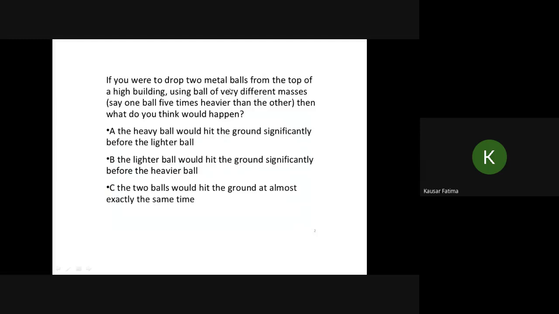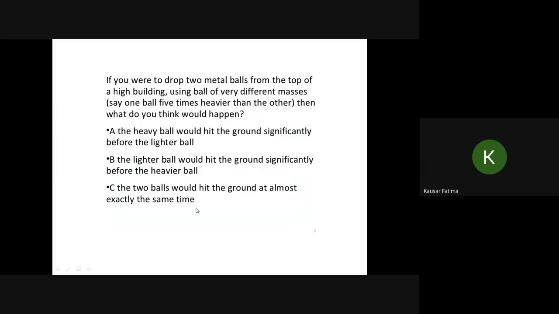If you were to drop two metal balls from the top of a high building, using balls of very different masses, say one is 5 times heavier than the other, then what do you think would happen? A, the heavy ball would hit the ground significantly before the lighter ball; B, the lighter ball would hit the ground significantly before the heavier ball; or C, the two balls would hit the ground at almost exactly the same time.